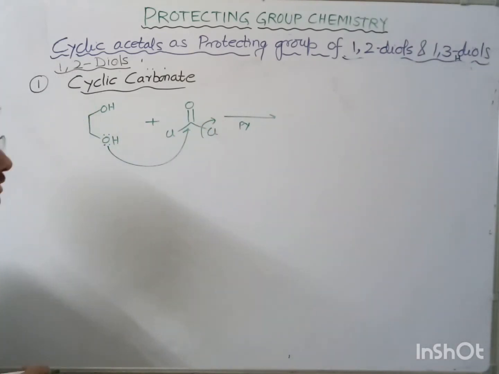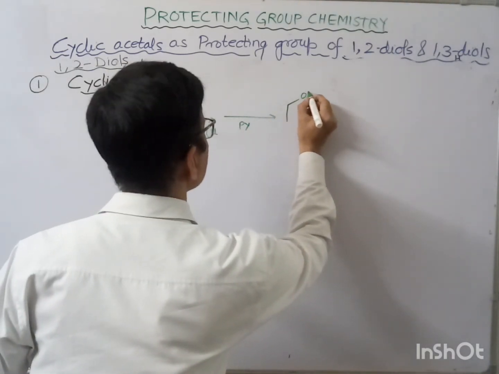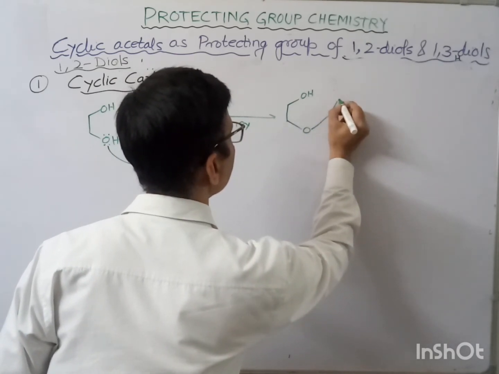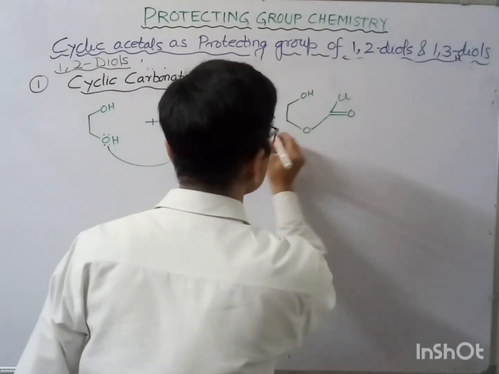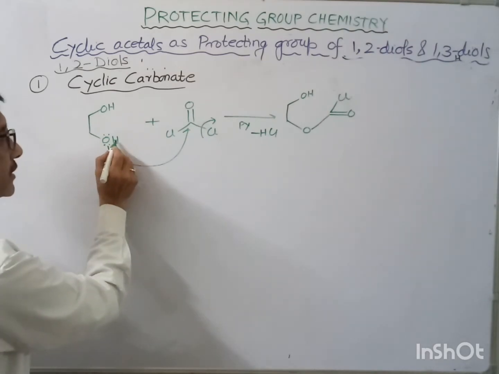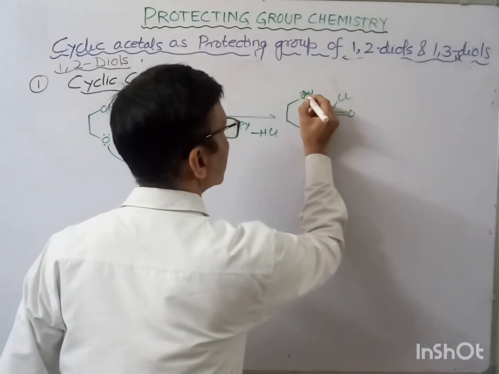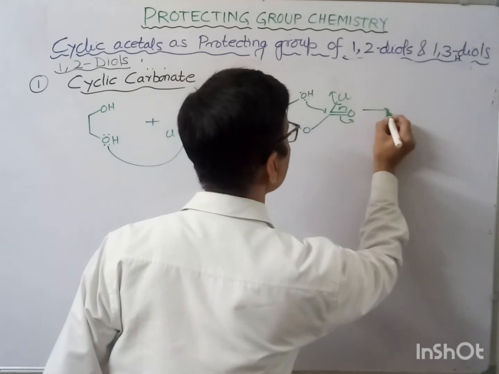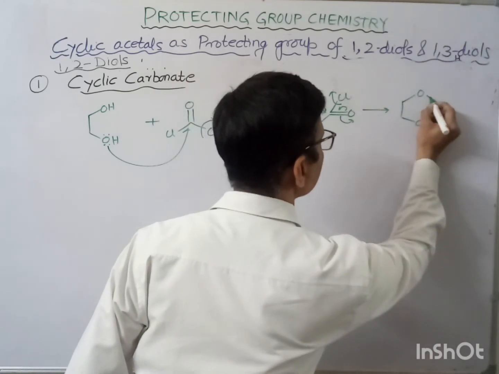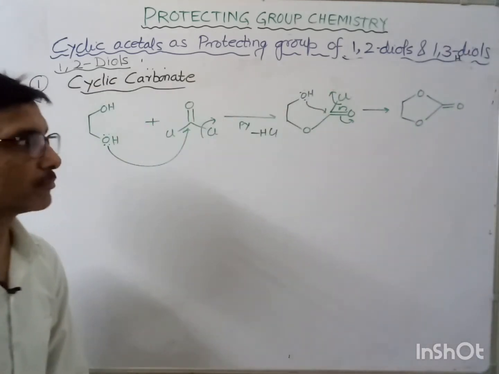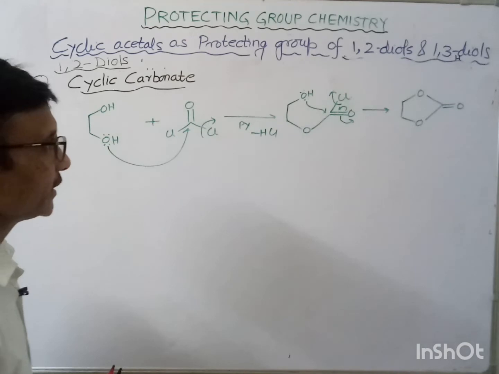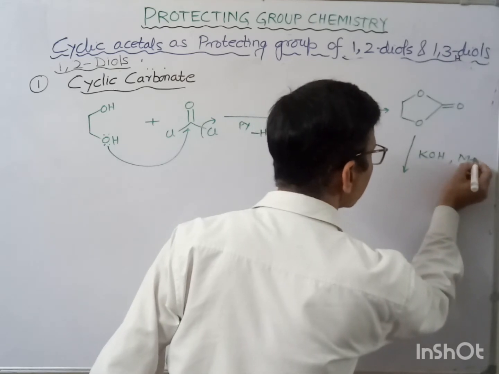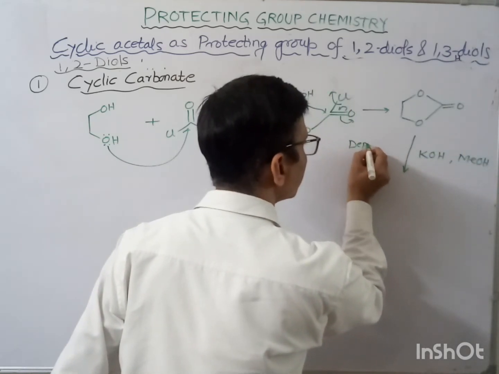So here this chlorine will get kicked out, and HCl is removed, so this H and Cl are removed. In the next step, again this will attack over this center, and we will get a carbonate, a cyclic carbonate. This is cyclic carbonate, and this can be deprotected by using KOH in methanol. So this is the deprotection step.